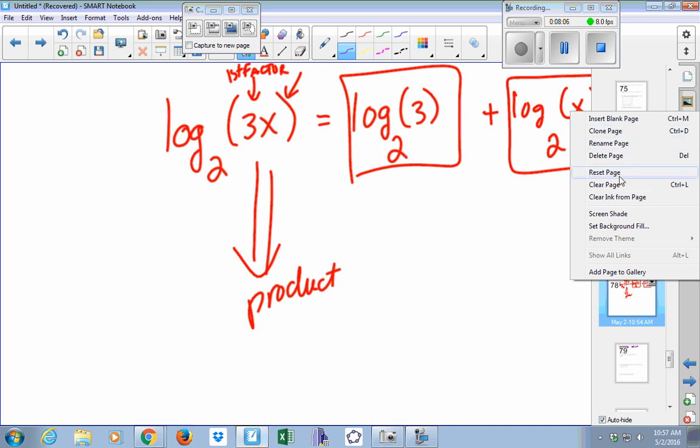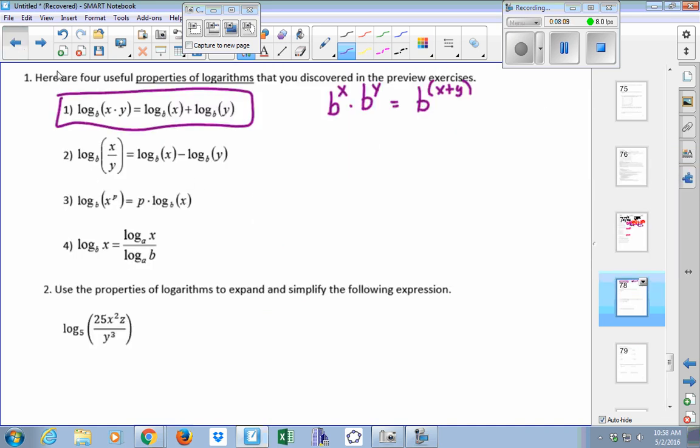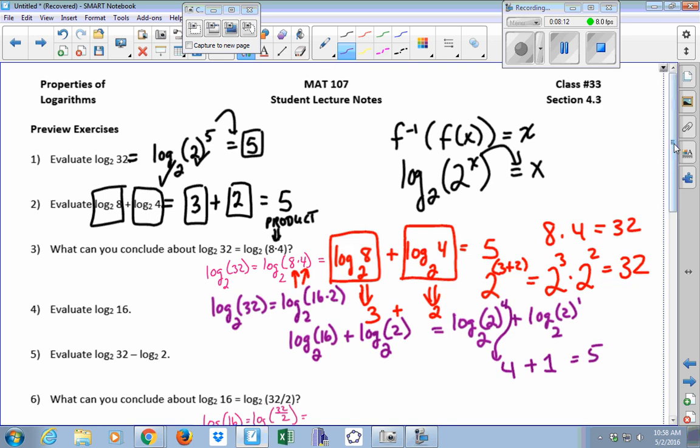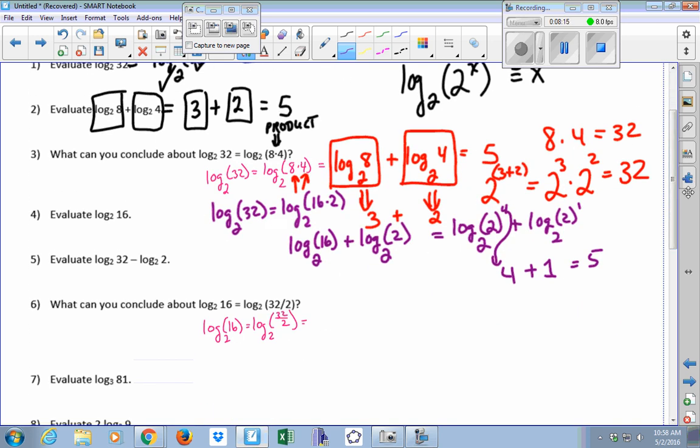Next question. Okay. So the next one says we've got the log base 2 of 16, which we know the answer is 4. And then suddenly I've thrown in this mysterious new problem, number 5. And we see that the answer here is 5 take away 1, which is 4. So what conclusion can we reach? Well, we know that log base 2 of 16 is the same thing as log base 2 of 32 divided by 2. And that's exactly the same as this. Log base 2 of 32 take away log base 2 of 2.